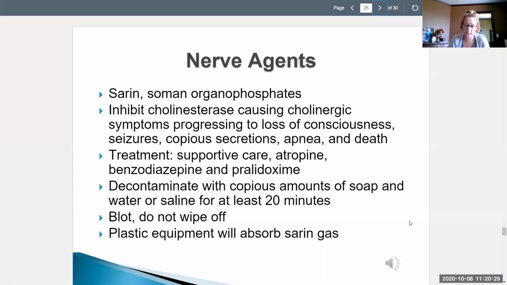And you want to decontaminate with copious amounts of soap and water or saline for at least 20 minutes. You're going to blot, not wipe off. And if you have any plastic equipment that you are using, the sarin gas will be absorbed in it. So that needs to be taken into consideration as well if you're using anything plastic.